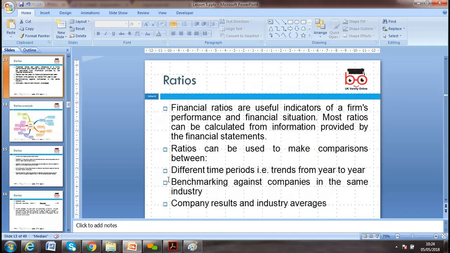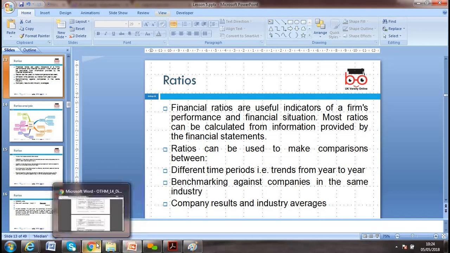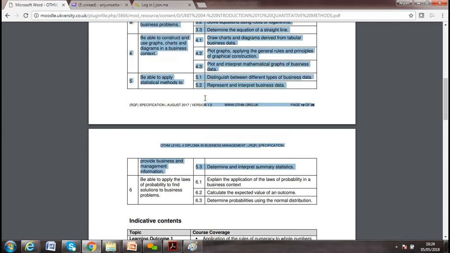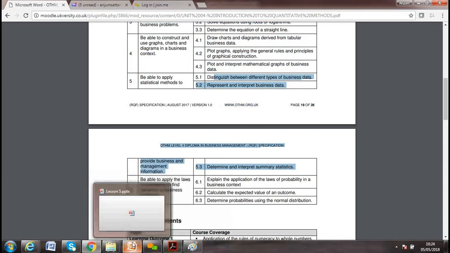Okay. Next thing we are looking at, if you look at learning outcome 5, which we are especially covering today. So between different types of business data, represent and interpret the business data and determine and interpret summary statistics. So this is what one of the learning outcomes is all about, which we'll go through now, and we are discussing all about these learning outcomes.